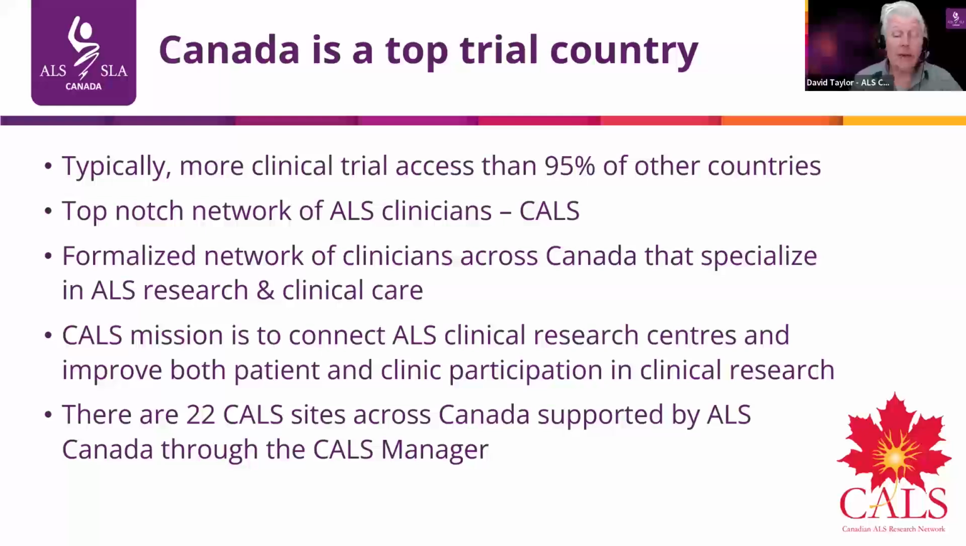But in Canada, we have a national network that has existed for many years called CALS, the Canadian ALS Research Network. And this is a formalized network of clinicians across the country who collaborate all the time together. They talk about best practices and how they're doing care, but they also really work hard to bring the best clinical research and clinical trials here to Canada for opportunities for Canadians to participate. As you can see, its mission is to connect ALS clinical trial centers and improve both patient and clinical participation in clinical research. And there are 22 of these sites across the country.